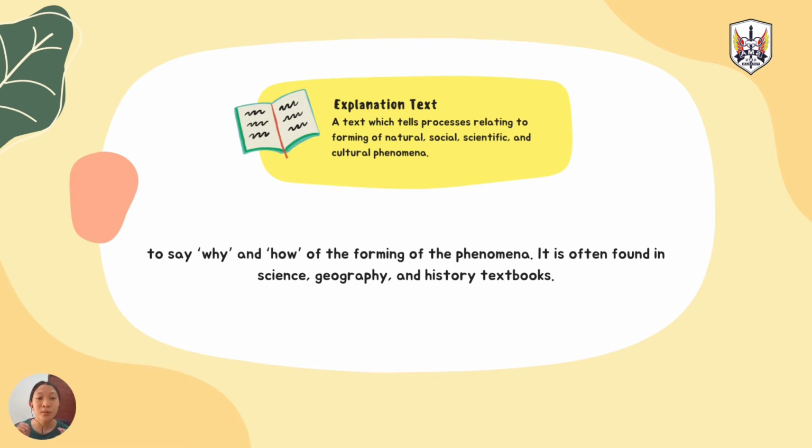Explanation text is a text which tells processes relating to the forming of natural, social, scientific, and cultural phenomena. We use this kind of text to say why and how of the forming of the phenomena. It is often found in science, geography, and history textbooks. Please have a look at the first sentence, guys. We use it to say why and how of the forming of the phenomena, because this is also the social function of an explanation text.